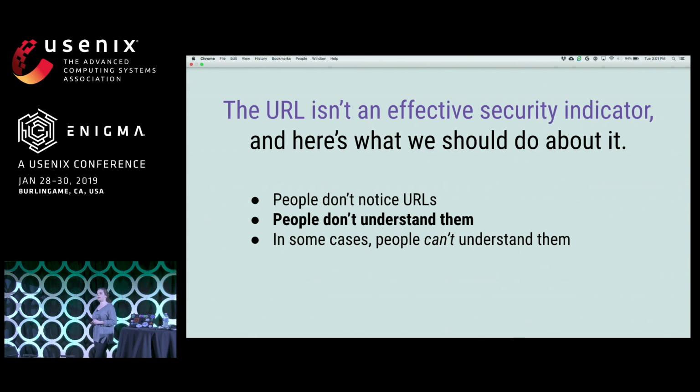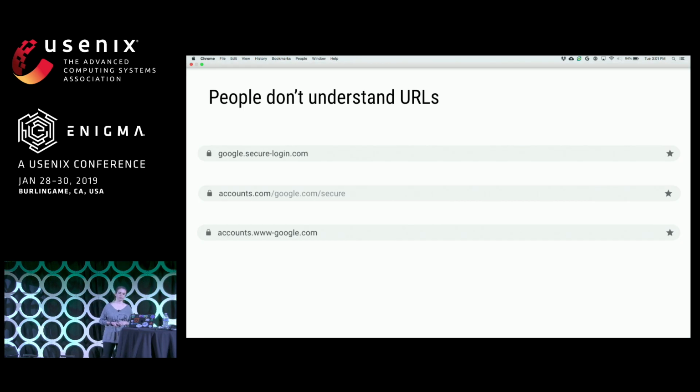So that leads into the second problem that we identified with URLs. Oftentimes, even if users notice them, they don't understand them. Of course, some users do understand URLs. I'm sure many of the people in this room do. But even users who have some basic familiarity with URLs and understand the general concepts could easily be tripped up by a tricky URL like one of these, which really requires some pretty advanced internet knowledge to tell whether these are legit or not.